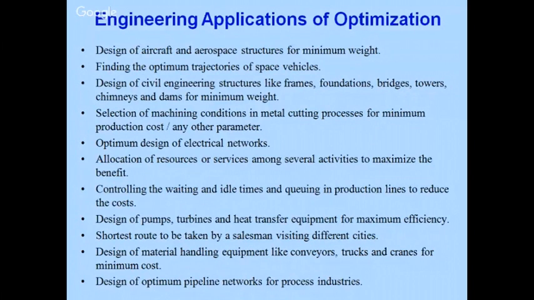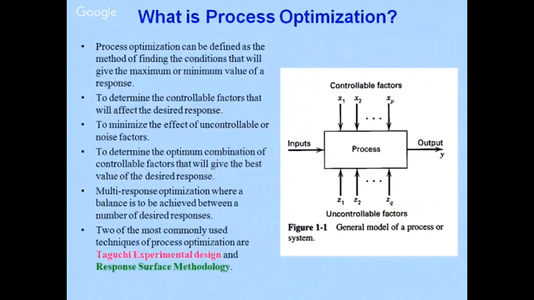Coming back to something more business-like, the shortest route to be taken by a salesman who is visiting different cities. So that is also a kind of optimization activity, isn't it? Then of course, design of material handling, design of optimum pipeline networks for process industries. So this is, of course, not all inclusive. This is a general idea of where all you will find the applications of optimization.